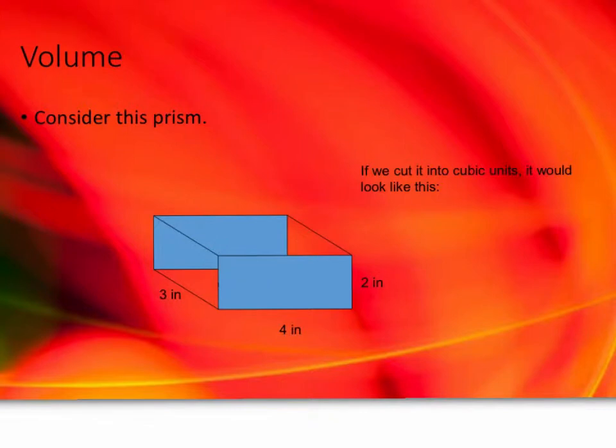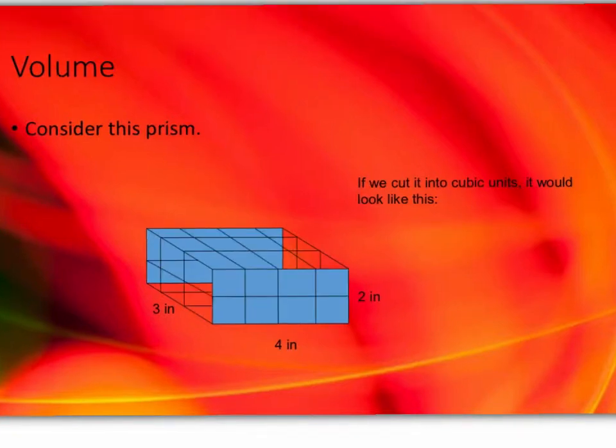Consider this prism, a 3x4x2. If we cut it into cubic units, it would look like this. And now let's consider this prism and think about how many cubic units take up the inside of this prism. So let's take a look. Let's use the top row. We have 1, 2, 3, 4, 5, 6, 7, 8, 9, 10, 11, 12 cubic units. And if we double that for the bottom, we would have 24 cubic units. And that would be our volume for this shape.